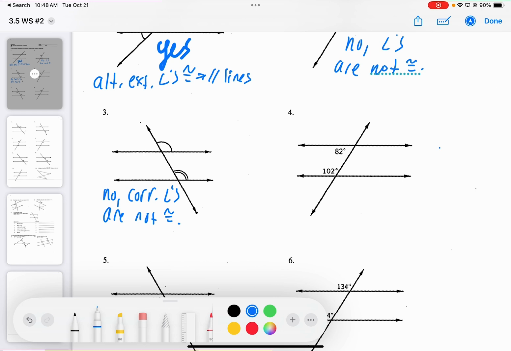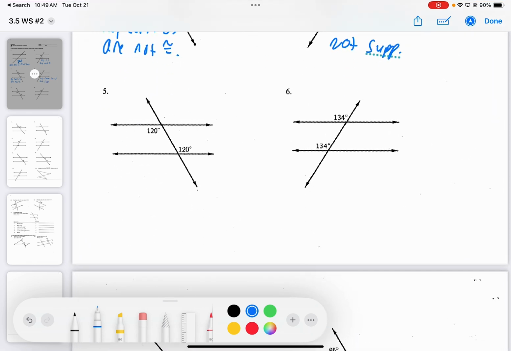All right, Mads, let's look at number 4. What type of angles do we have in number 4? Not corresponding. The other one that starts with a C, though. Right, they're consecutive interior angles. Now, what do you guys know about consecutive interior angles? They have to be what? Right, supplementary, right? Maddie, do those add up to equal 180? No. Because one's 82, the other one's 102, so it's not going to work. So we would say no. Consecutive interior angles are not supplementary. So that's a no. All right, moving right along.